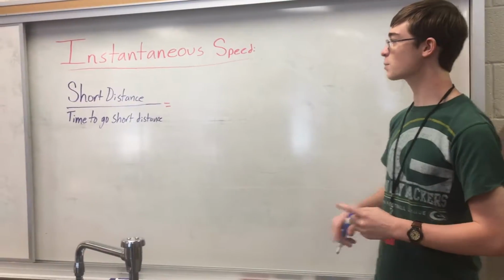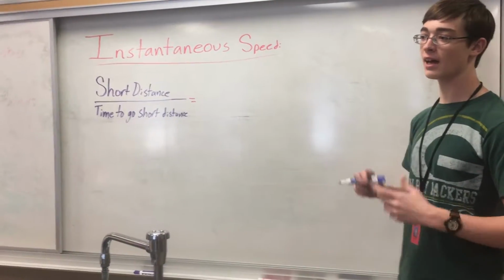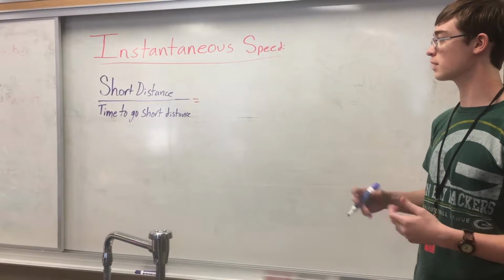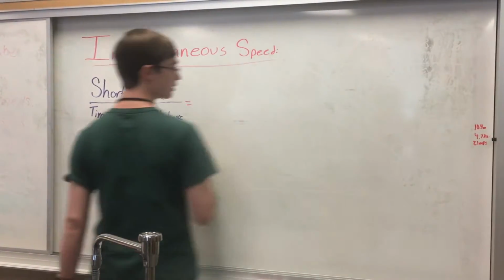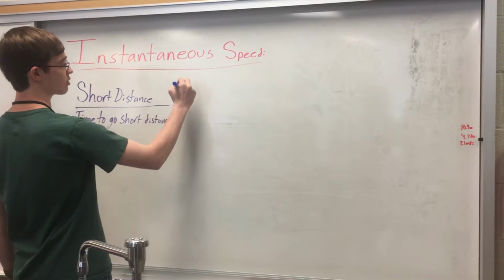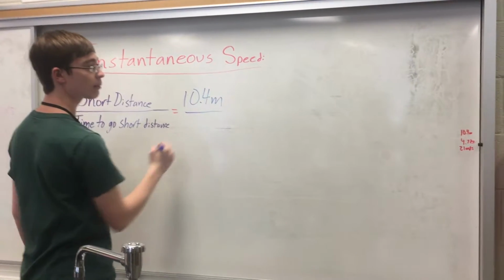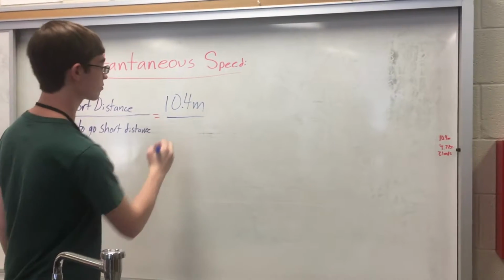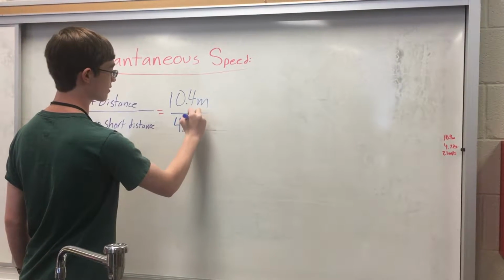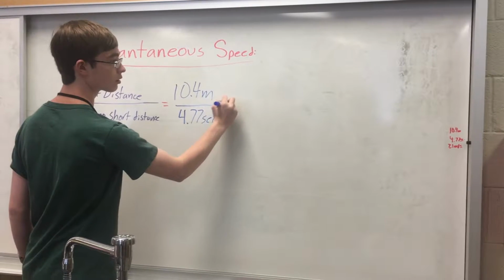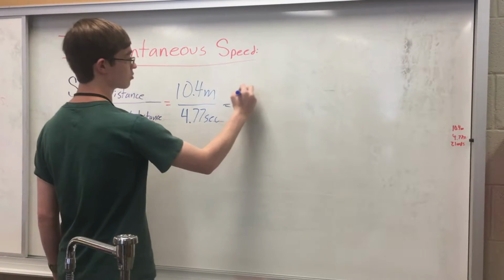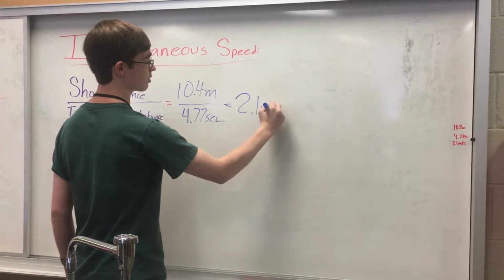After finding the average speed, we had to find the instantaneous speed at the fastest speed of rotation. So we plugged in our short distance, which in this case was half a rotation, and divided it by the time it took to go that distance, which was 4.77 seconds. When we divide that, it comes out to 2.1 meters a second.